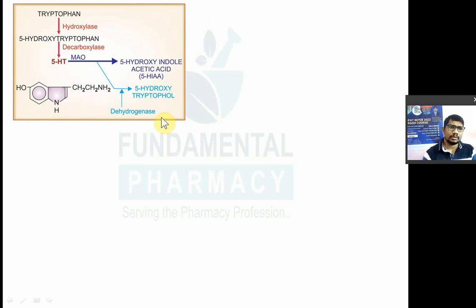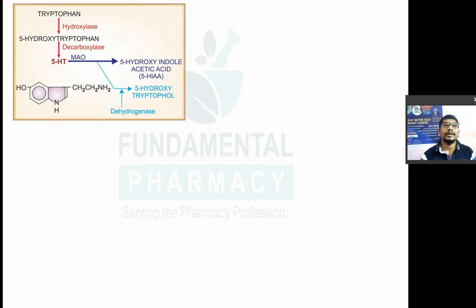5-hydroxytryptamine and serotonin, mostly it is located in the brain and GIT. In the GIT it causes the constriction of smooth muscles of your GIT. It causes an increase in the peristalsis, right? So there are other actions also. All these actions are mediated by interaction of this 5-hydroxytryptamine with their receptor.